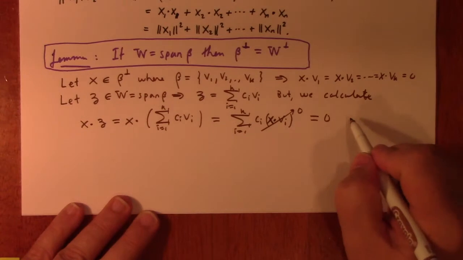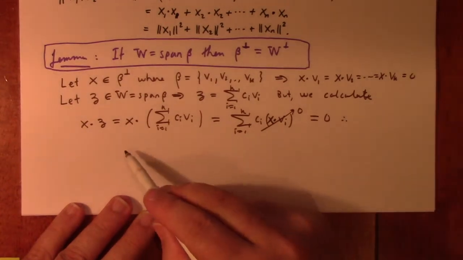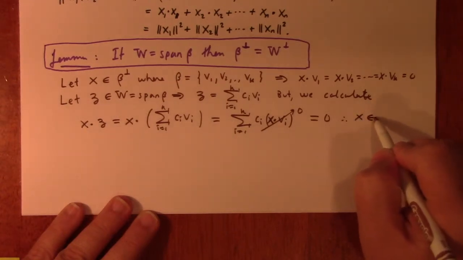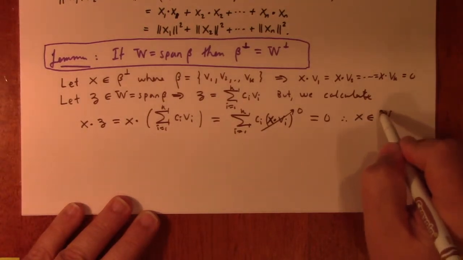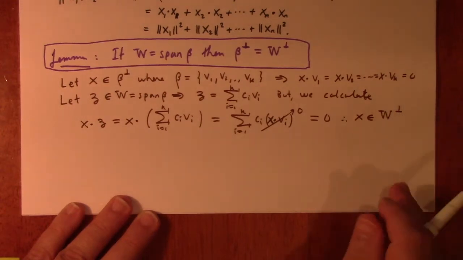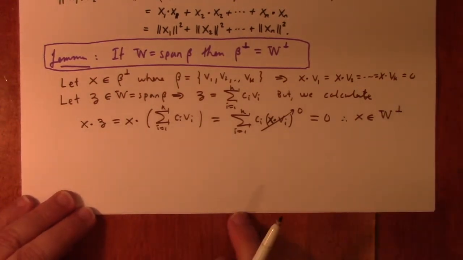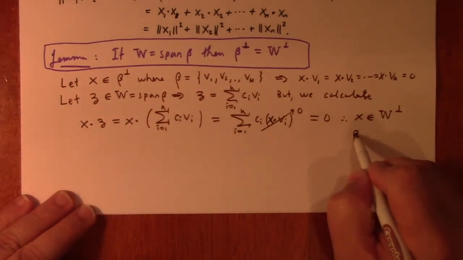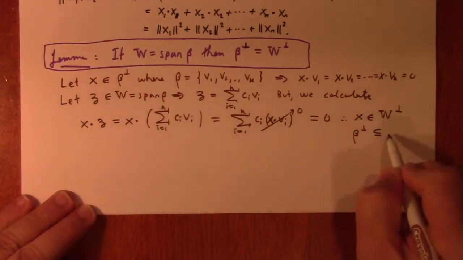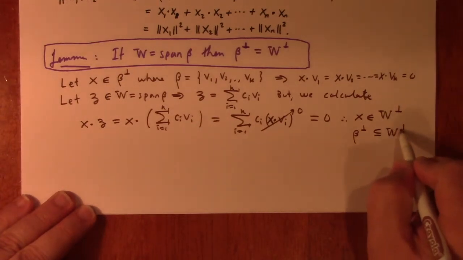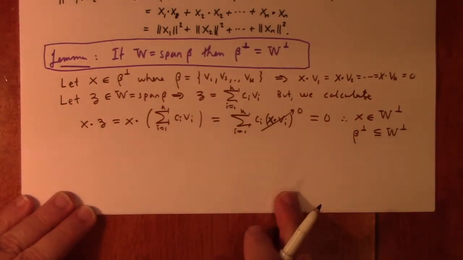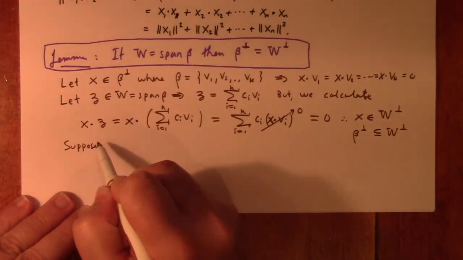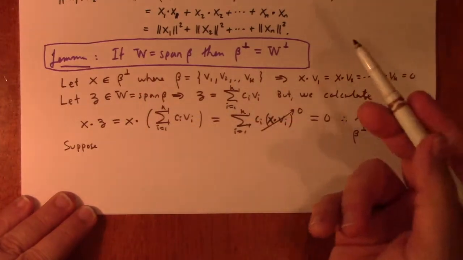We have just shown that as z was arbitrary, we've just gotten then that x is an element of the perp of w, because we just showed that it was perpendicular to an arbitrary point in w. So therefore, we found that beta perp was a subset of w perp. So then the converse direction, which might be really simple, I'm just not thinking terribly clearly at the moment.